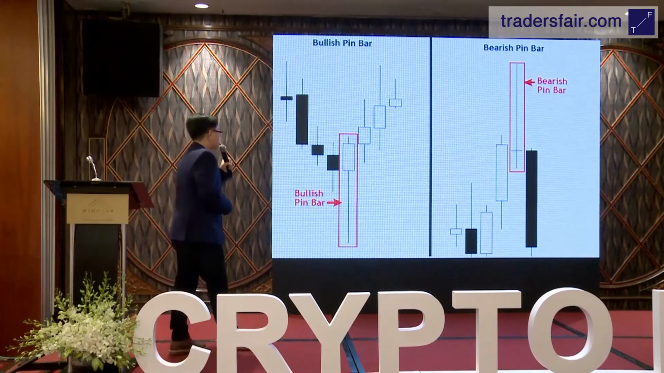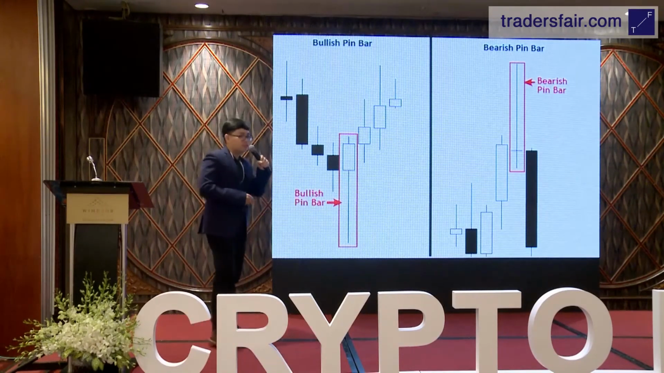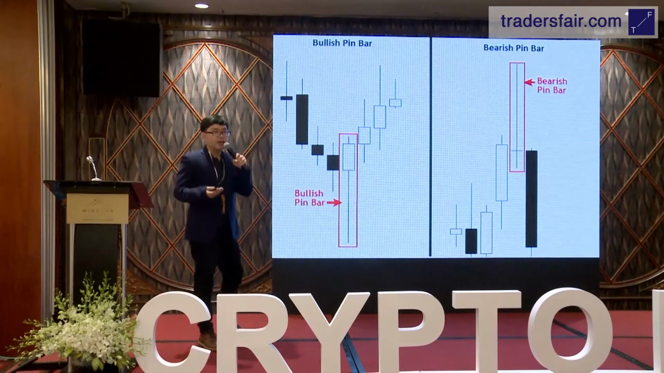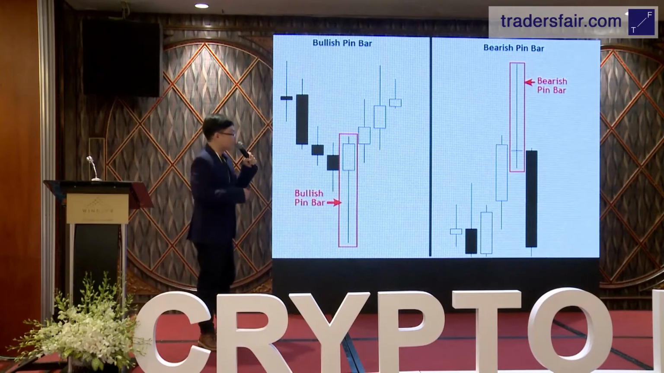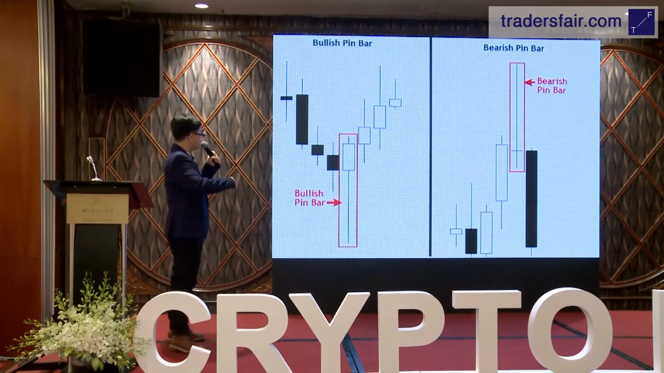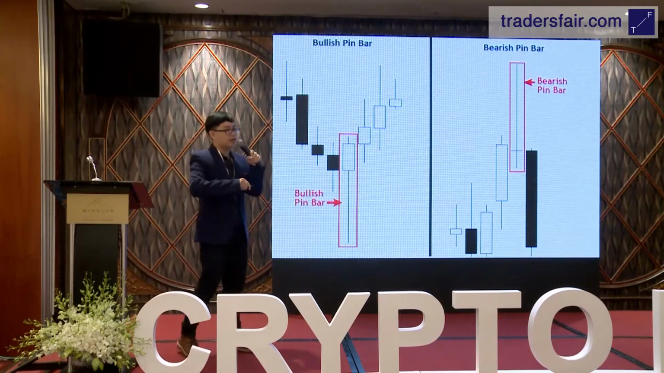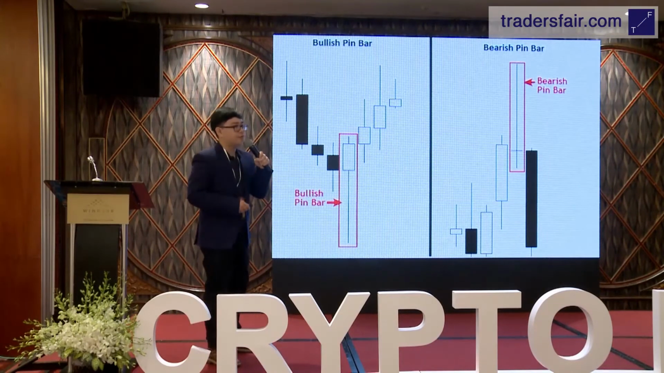I think the pin bar is one of the most important candles in the chart because it gives us one of the most important clues that the market is going to reverse. Like this. This is the bullish pin bar and it reversed the trend from down to up. And this is the bearish pin bar. It reversed the trend from up to down.